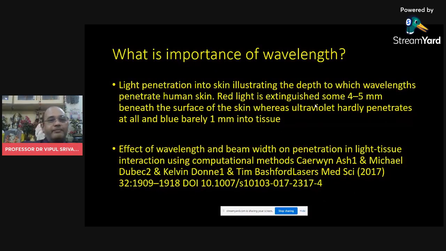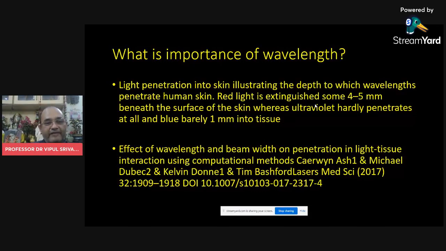So these are some facts you need to understand. Light penetrates into skin, illustrating the depth to which wavelengths penetrate human skin. Red light is extinguished some 4 to 5 millimeters beneath the surface of the skin, whereas ultraviolet hardly penetrates at all, and blue barely 1 millimeter into the skin. This is not just my statement.